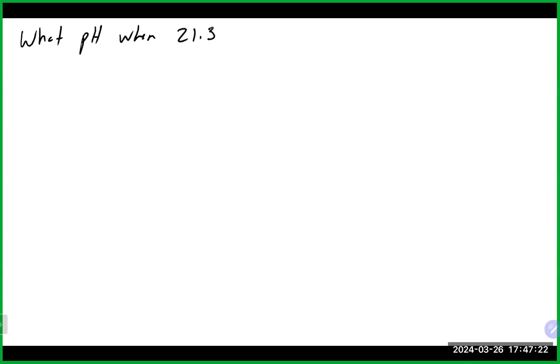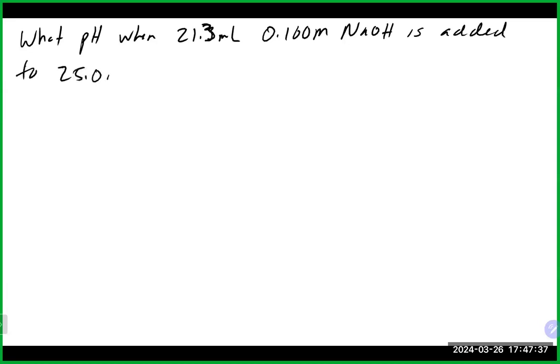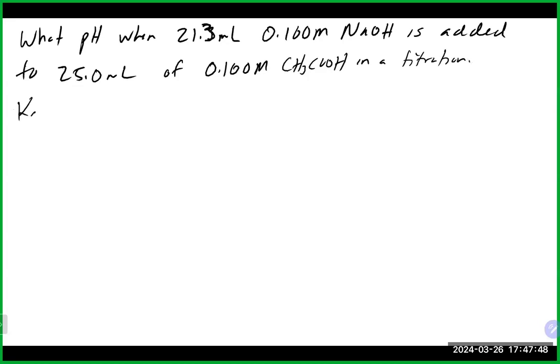We'll go 3. Everybody can do 5. We'll do 3. I very badly written 3. Milliliters of 0.1 molar sodium hydroxide is added to 25 milliliters of 0.1 molar acetic acid in a titration. The Ka value there for acetic acid, the classic 1.8 times 10 to the minus 5.